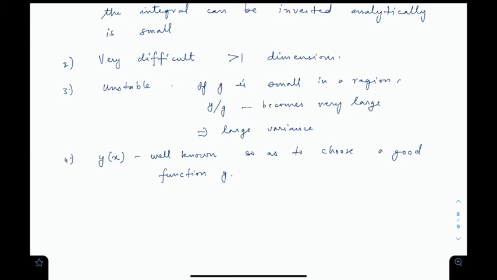So this is where we'll end our discussion on Monte Carlo integration. Next time we'll look into Monte Carlo simulations.